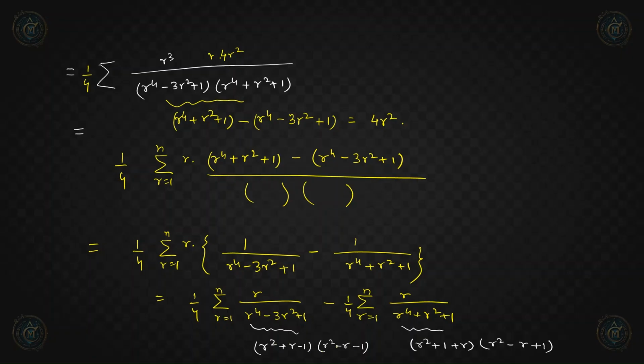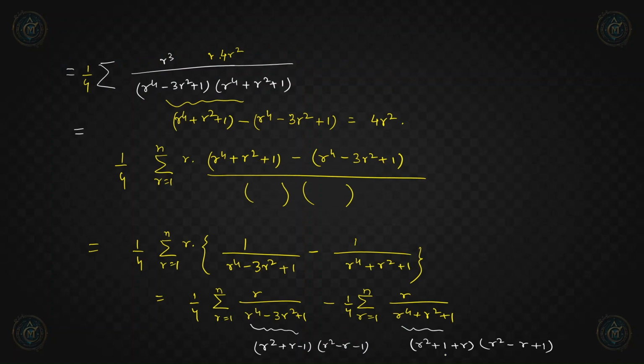This minus this becomes 2r, so we have to multiply and divide by 2 here. That means we get from here 1 by 4 times 1 by 2 times summation r equal to 1 to n, this will be 2r. So 2r is basically this minus this, that means r square plus r minus 1 minus r square minus r minus 1, right? Divided by the product of these two terms. Okay, and then we have similarly this term here, r square plus r plus 1 minus r square minus r plus 1 is again 2r, so we have to multiply and divide by 2 here.